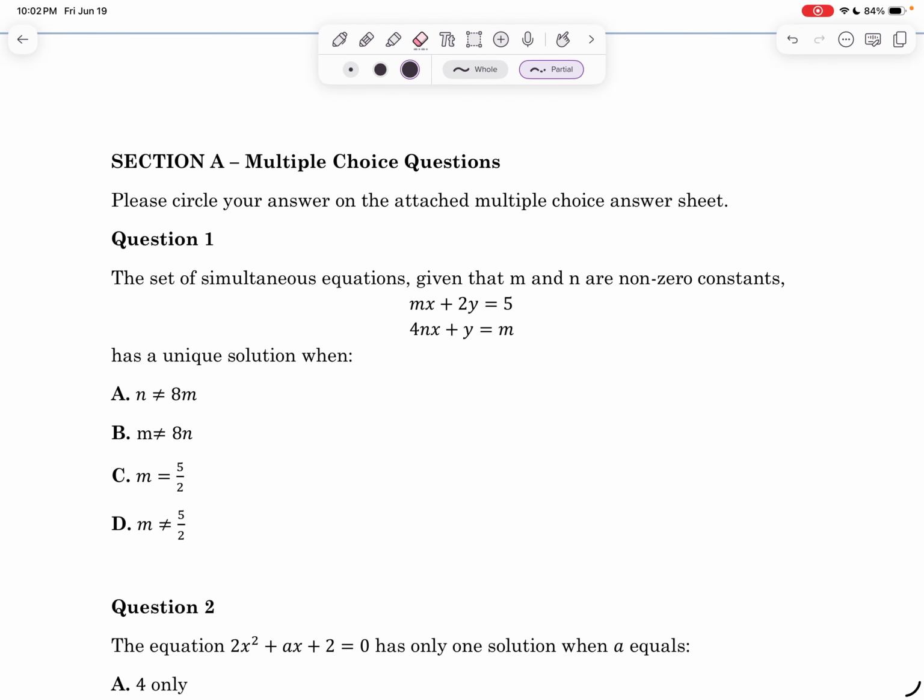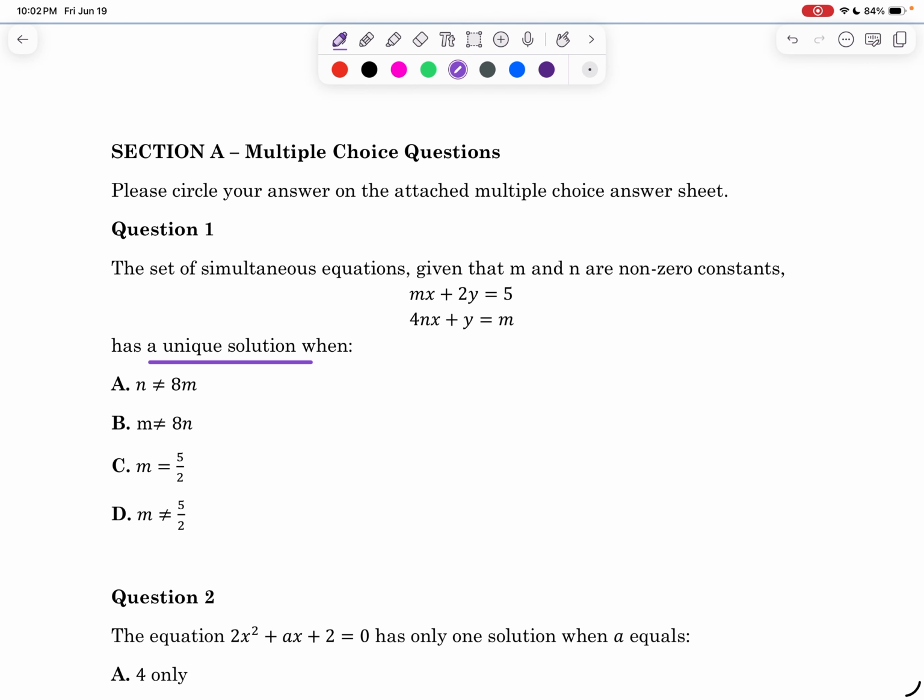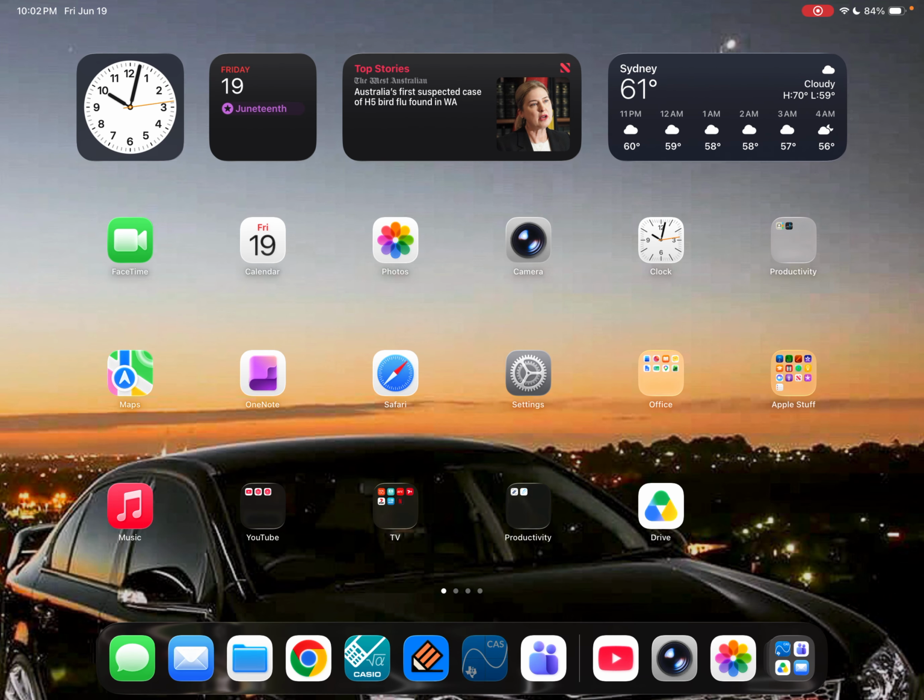The set of simultaneous equations, where m and n are non-zero constants, so m and n can't be zero, have a unique solution. mx plus 2y equals 5.